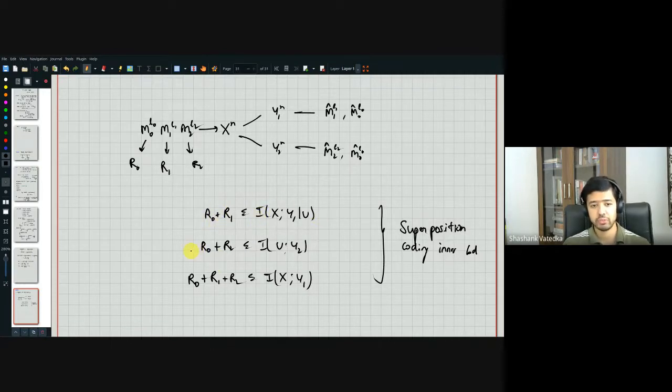So even if you have an additional common message which both users have to decode, the achievable rate region using superposition coding is given by this. R0 plus R1 is less than or equal to this, R0 plus R2 is less than or equal to this, and R0 plus R1 plus R2 is less than or equal to this. As long as your R0, R1, R2 satisfy these constraints, you can construct a superposition coding scheme for which the probability of error of decoding all three is vanishing in n.